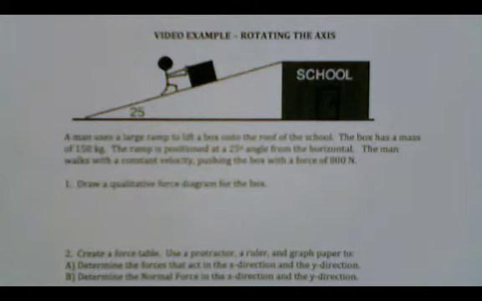Please follow along on your handout as we work this problem together. A man uses a large ramp to lift a box onto the roof of the school. The box has a mass of 150 kilograms. The ramp is positioned at a 25-degree angle from the horizontal. The man walks with a constant velocity, pushing the box with a force of 800 newtons.